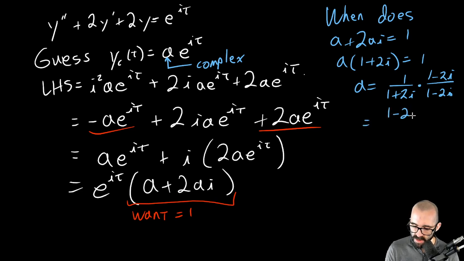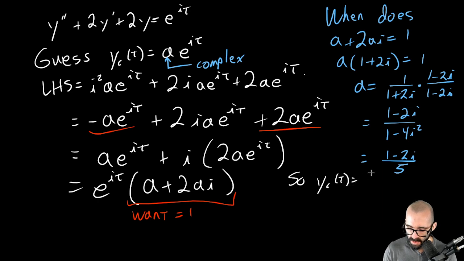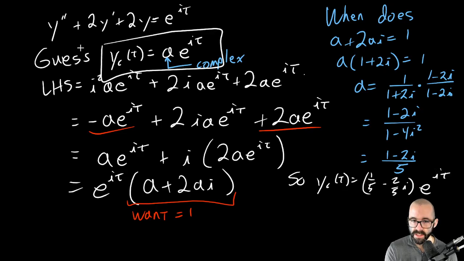So the top becomes 1 minus 2i. The bottom is the difference of squares. That's 1 minus 4i squared. That's 1 plus 4. That's 5. We found our particular solution to the complex version of our differential equation. So we have y_c. That's great. So y_c of t is A, which is 1/5 minus 2/5 times i. It's A e to the it, just like we guessed.